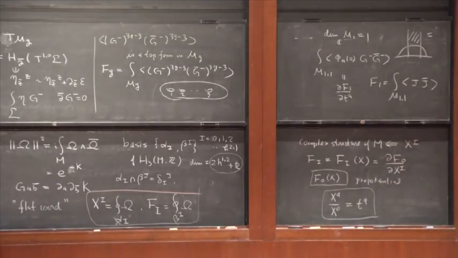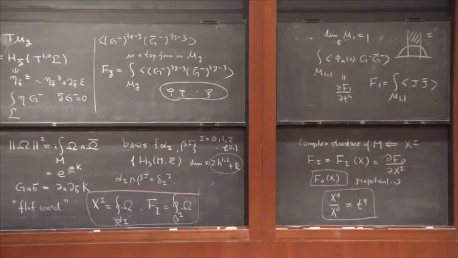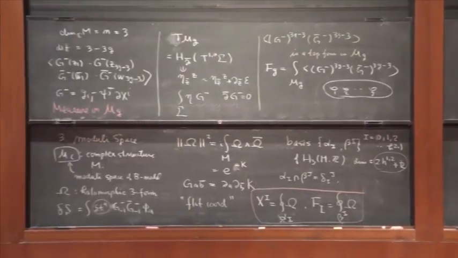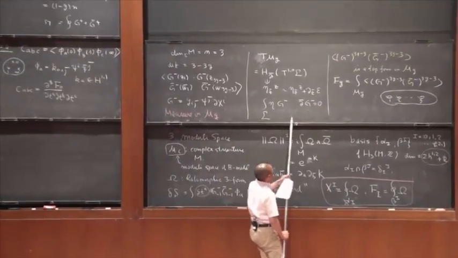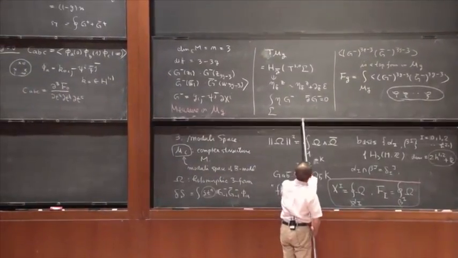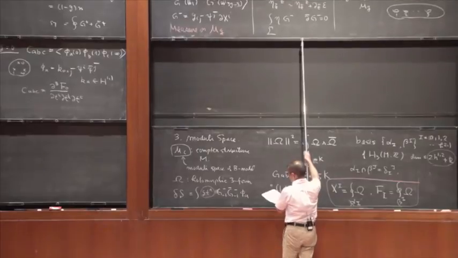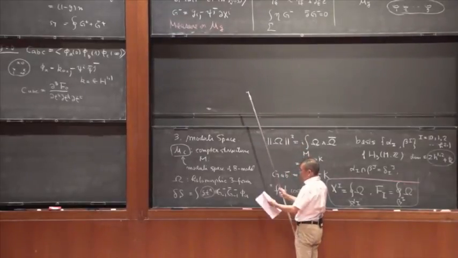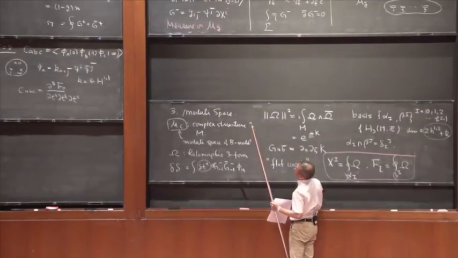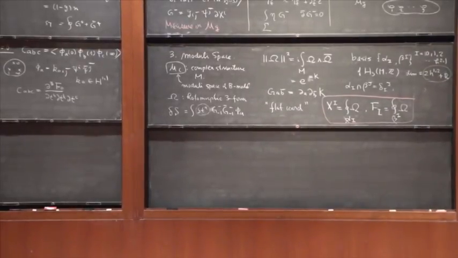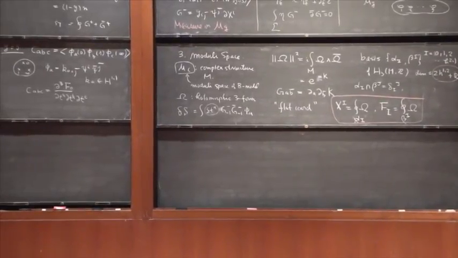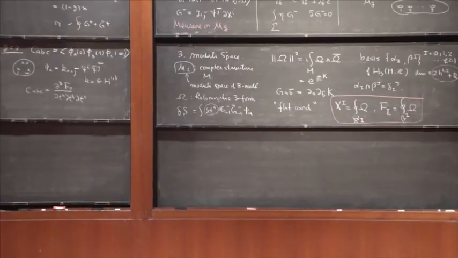Now, since this choice of coordinate xi depends on the choice of this basis of H3, it's not a globally defined function on the moduli space. It depends on the choice of the basis. But there are quantities that you can compute that are globally defined in the moduli space of Calabi-Yau. So let me give you a couple of them.